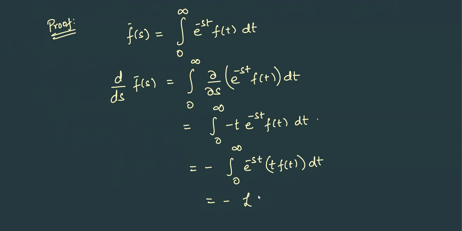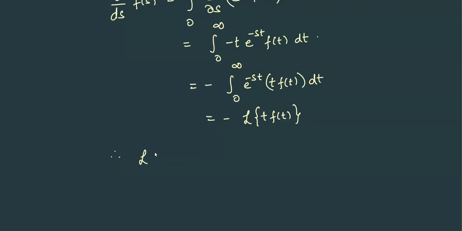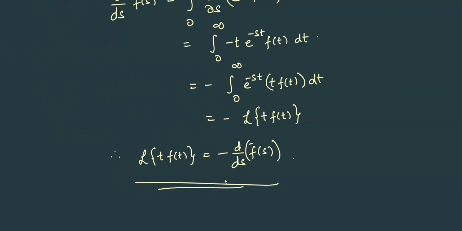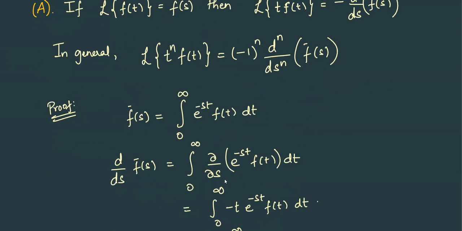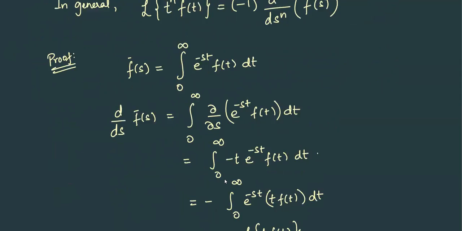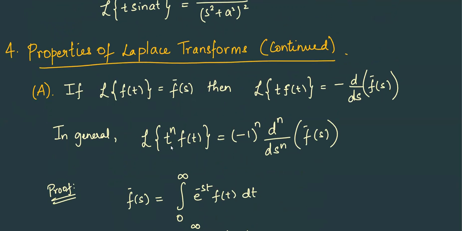So this is the Laplace transform of t times f of t. Therefore, the Laplace transform of t times f of t is equal to minus the first derivative of f bar. Continuing like this, we keep differentiating. Each time we differentiate, another factor of t comes out, and that's why if it is t power n, there will be n derivatives.